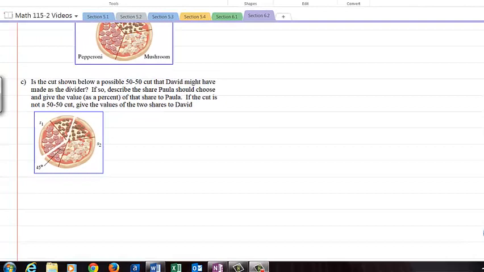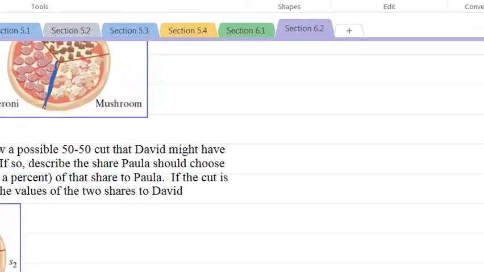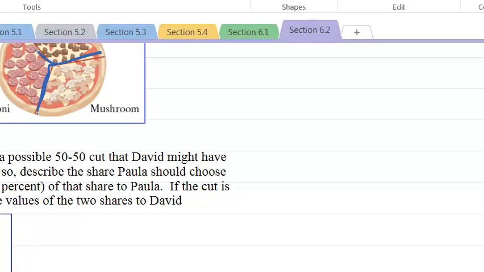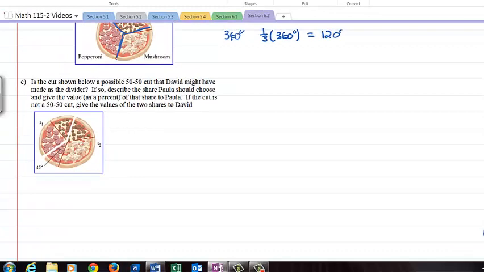Before we start our calculations, let's look at 2 things. One, notice that the pizza is split into equal thirds, okay? 1/3 mushroom, 1/3 pepperoni, 1/3 sausage. Remember that a full circle has 360 degrees, and so 1/3 of 360 is 120 degrees. We have 120 degrees of each type of pizza.